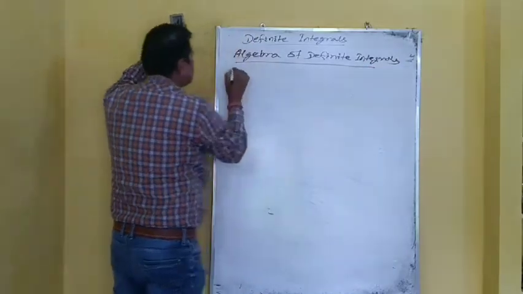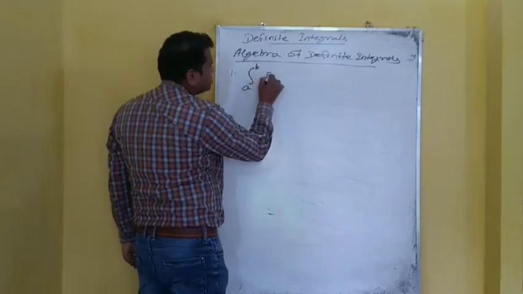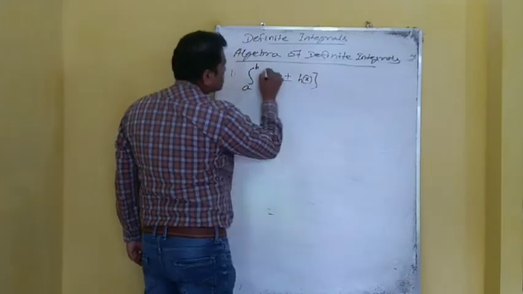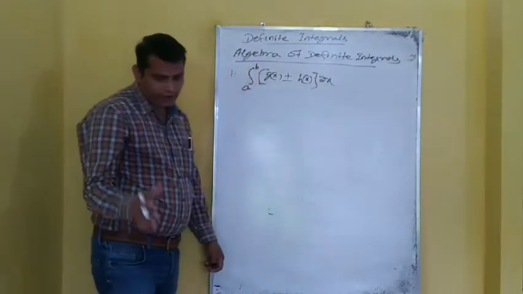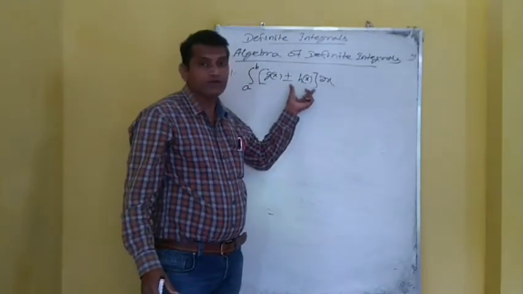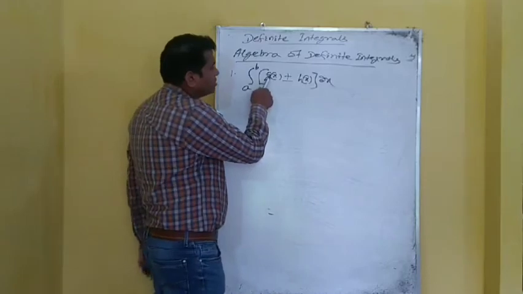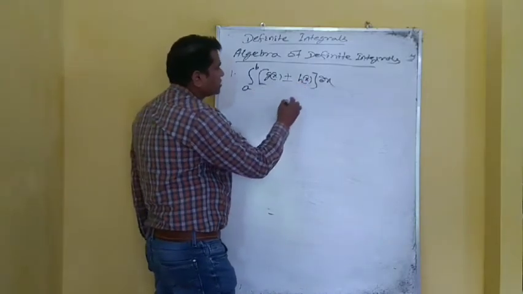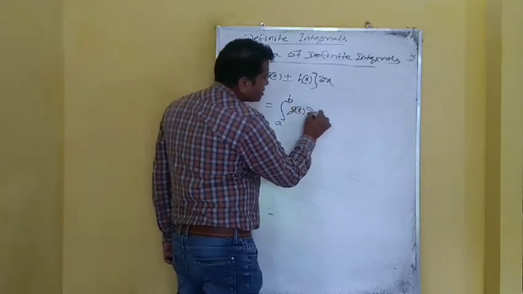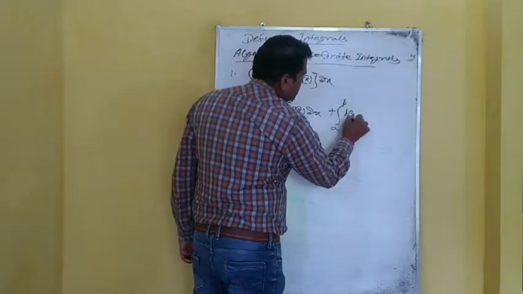Consider a definite integral from a to b of g of x plus or minus h of x dx. If we add two functions, the integral of the sum of two functions is equal to the sum of their integrals. So the integral from a to b of g of x plus h of x dx is equal to the integral from a to b of g of x dx plus the integral from a to b of h of x dx.